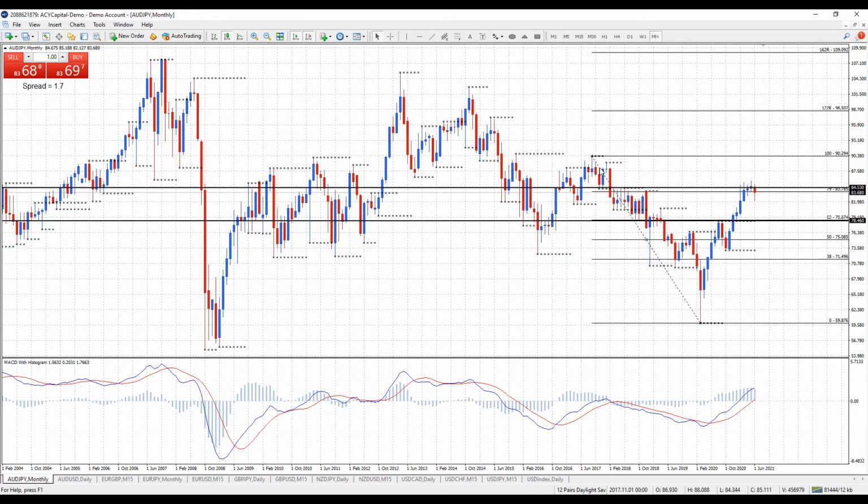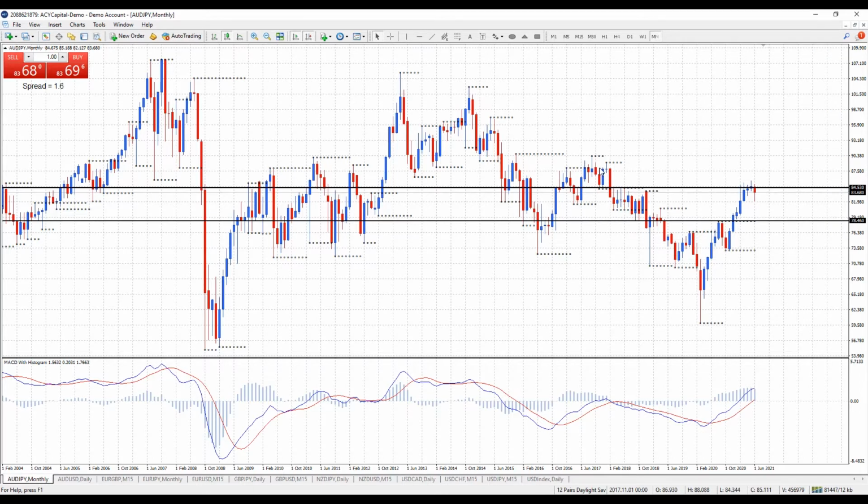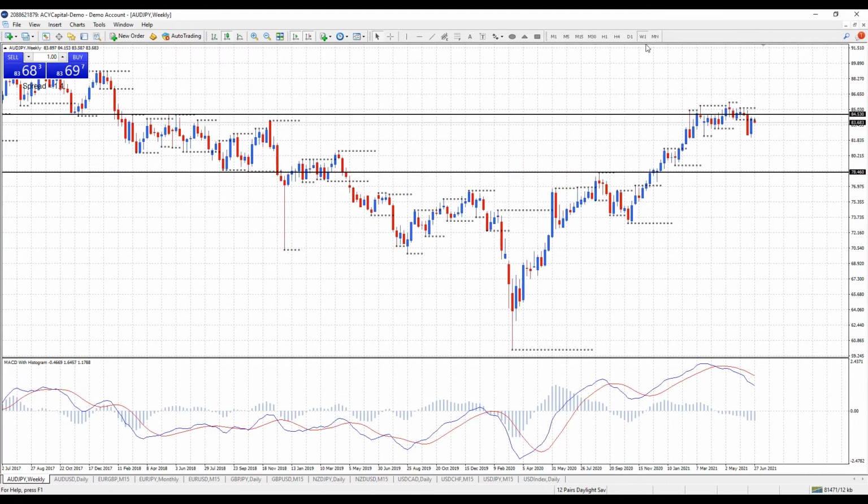Alright, let's just tidy things up a bit. So that's the monthly. The trend is up, but I'm feeling like we might be failing here and we might get a pullback. And if that pullback starts to occur, I'm looking to target 78.46 as a long-term target at the moment. So to the weekly, and we're seeing a downtrend on the weekly.